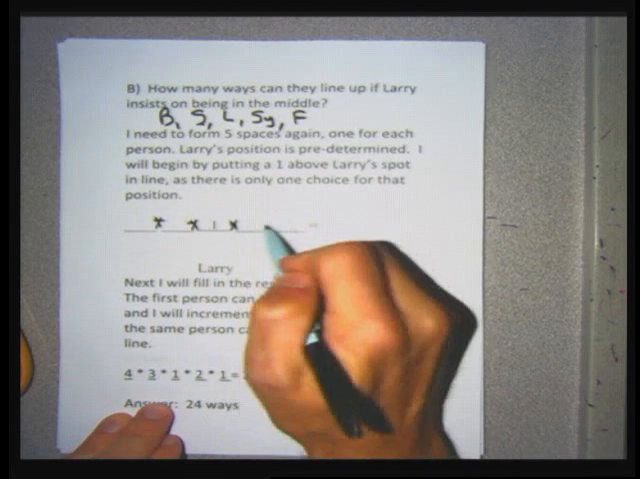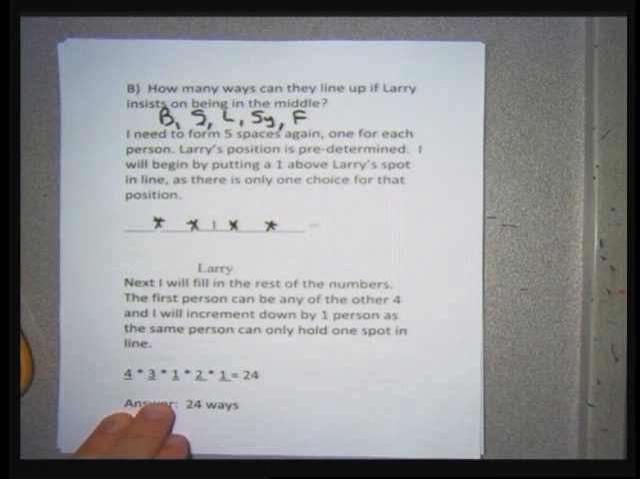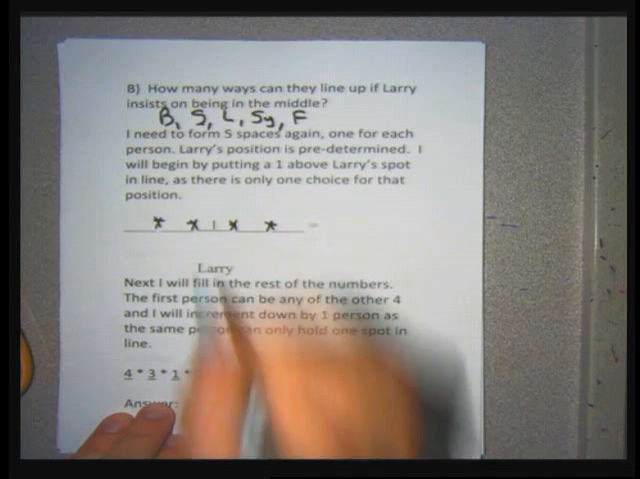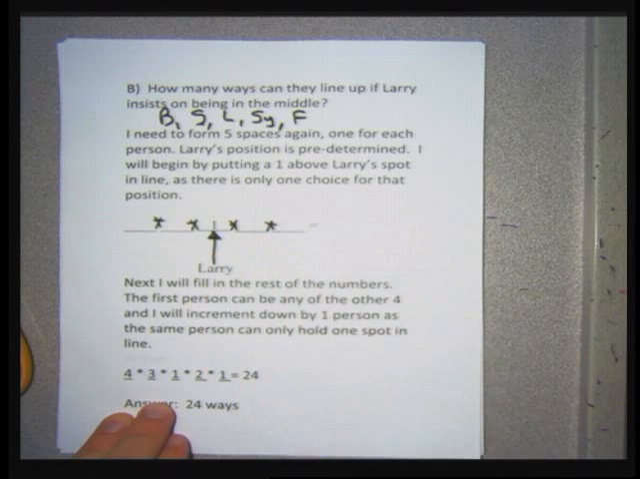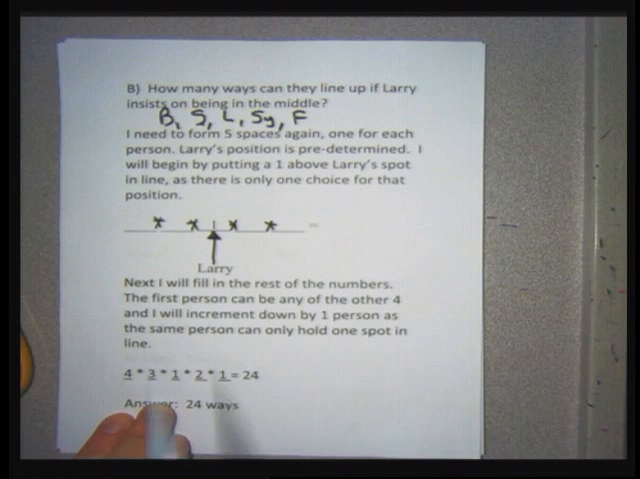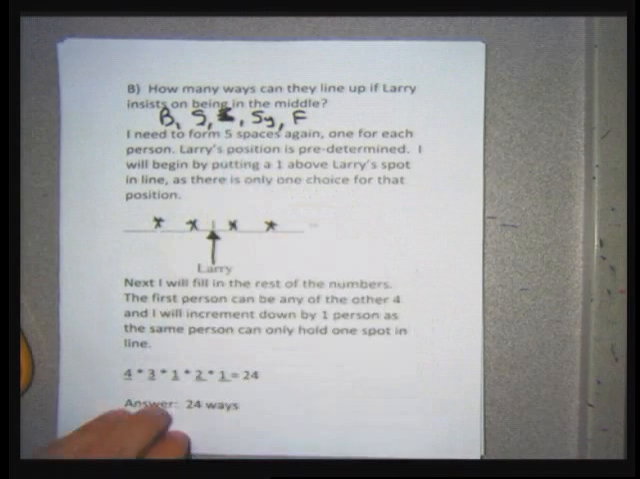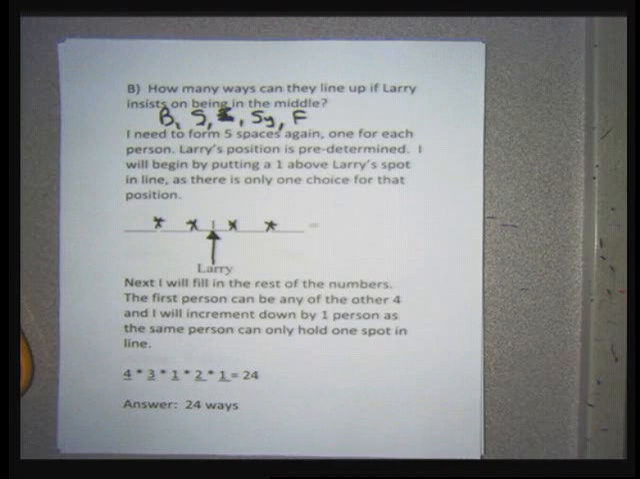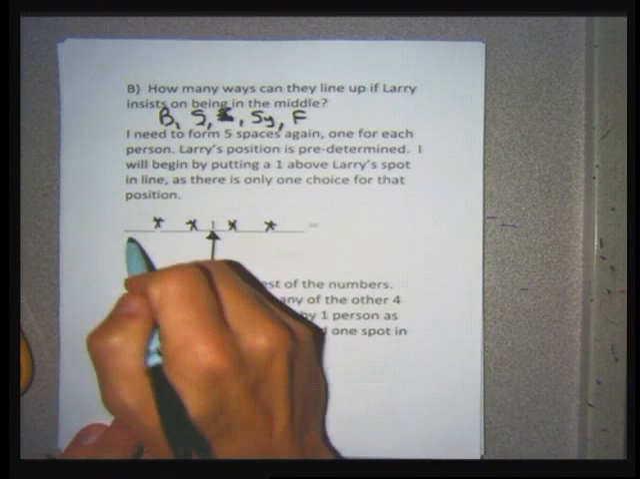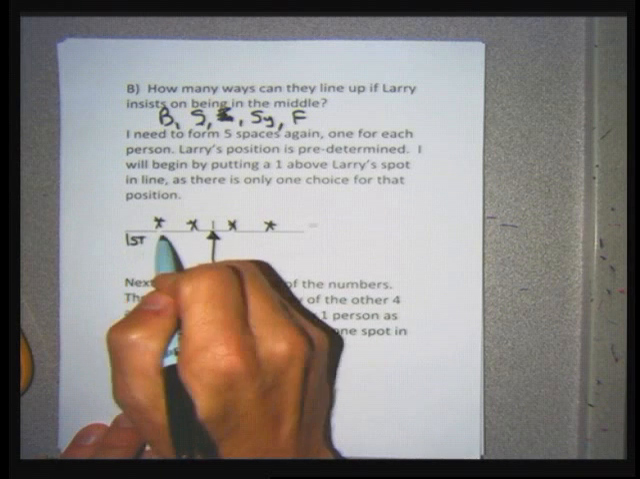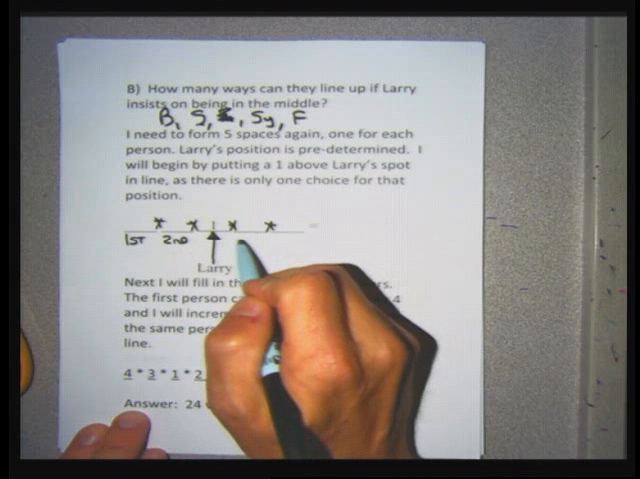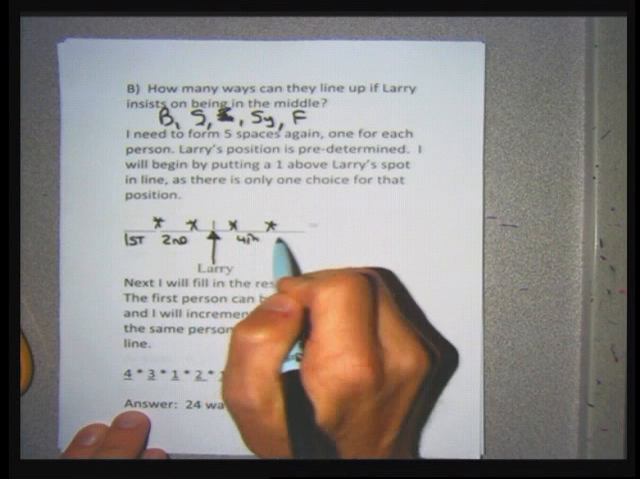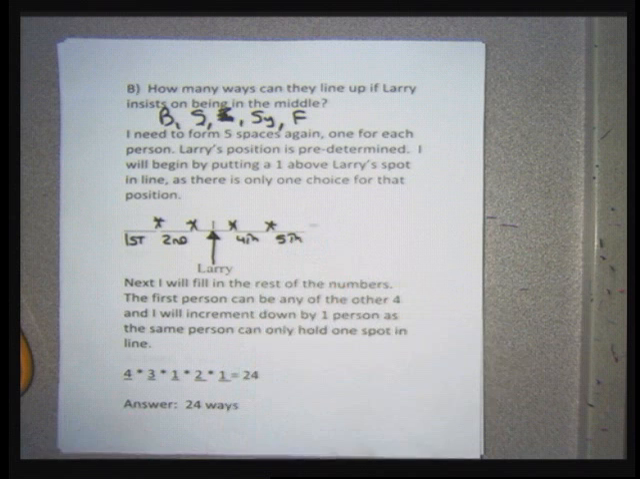If Larry insists on being in the middle, that changes things up quite a bit in terms of the order that I place the numbers in and which numbers I put in. So I made my 5 spots, and I made a spot for Larry. Larry has to line up in the middle, so there's only one choice for the middle person. It has to be Larry. So I'm going to remove Larry from my list of 5 people because I placed him. Then I'm going to place the first person, the second person, I've placed Larry, he's third, and then the 4th and the 5th person.